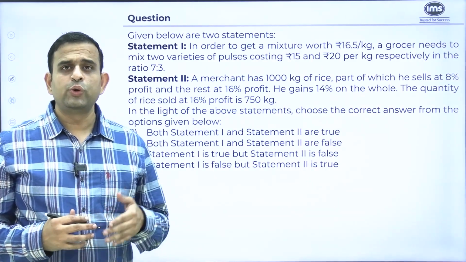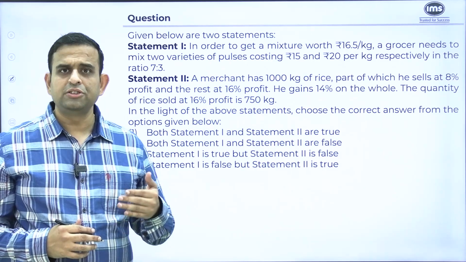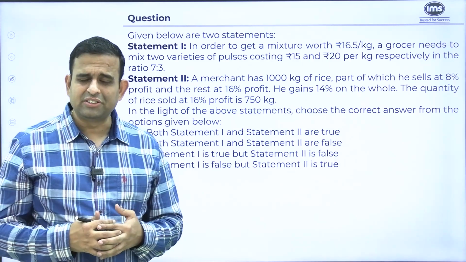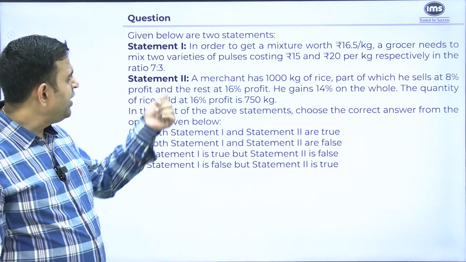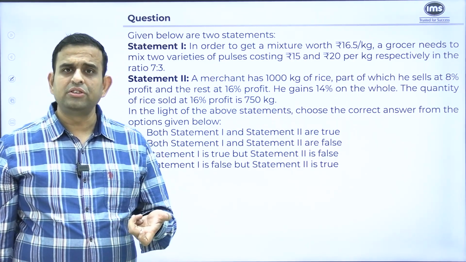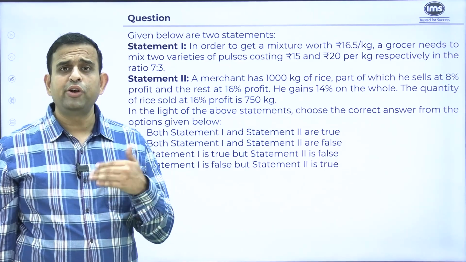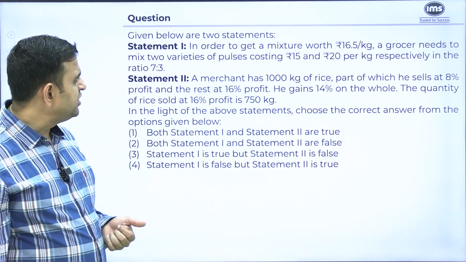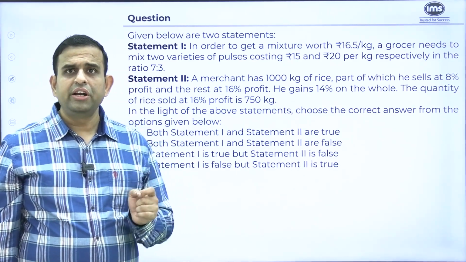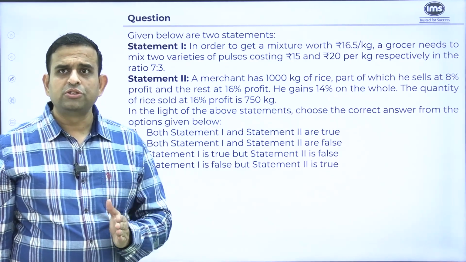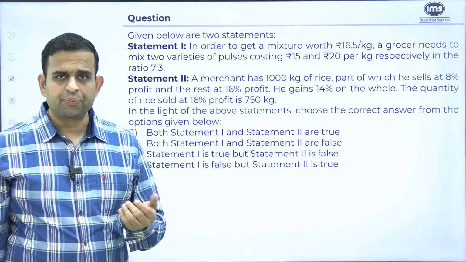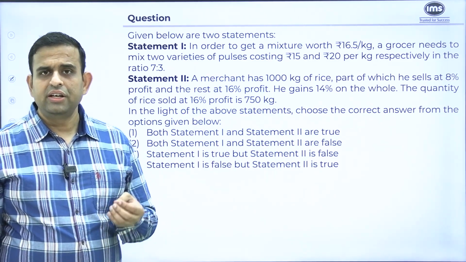In the next one, they have given you two statements, 1 and 2, and the options are like this. Both the statements are true, both of them are false, 1 is true and 2 is false, and vice versa, something of that kind. Let's evaluate the first statement. Whenever you look at this type of problem, once you evaluate the first statement, you will be in a position to eliminate two of the options. So first of all, it says, in order to get a mixture worth rupees 16.5 per kg, a grocer needs to mix two varieties of pulses costing rupees 15 and 20 per kg respectively in the ratio of 7:3. So a clear-cut case of, one can say, weighted average.